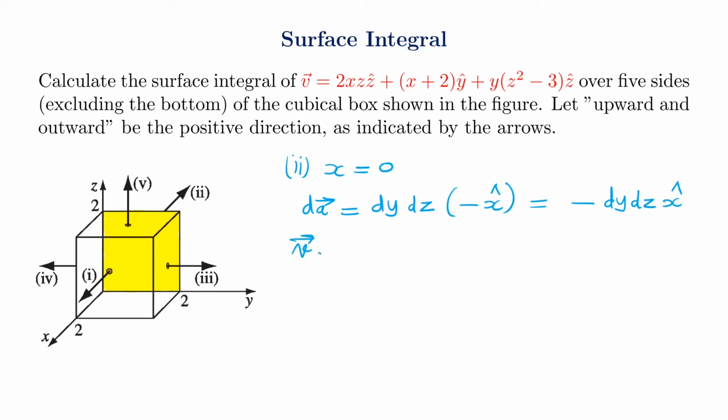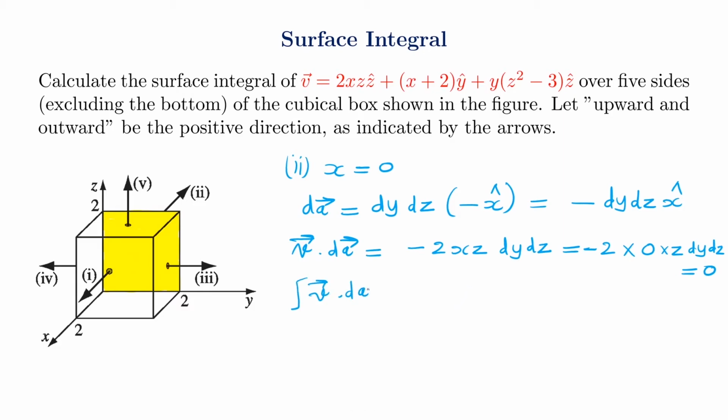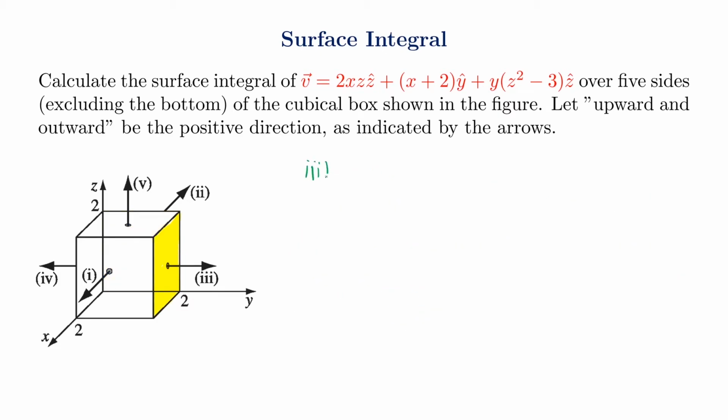And v dot dA will be equal to negative of 2xz dy dz. This is equal to negative of 2 times 0 times z dy dz, which is equal to 0. Hence, the surface integral of v dot dA is equal to 0. We will now consider the plane for which y is equal to 2.